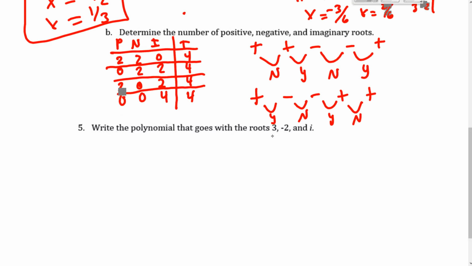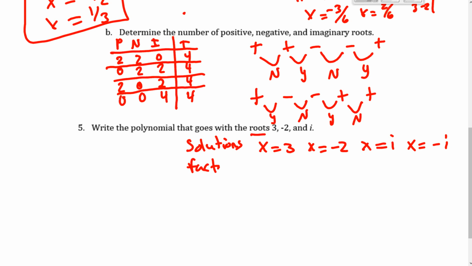Now I'm writing a polynomial, so here are my roots, or zeros, or x-intercepts. So I'm going to write, those are my solutions, so I need to write them all. So x equals 3, x equals negative 2, x equals i, and because I have an imaginary, that means its conjugate is also a solution, so that would be negative i. Or if it's a rational, so if it was square root 3 is a solution, then negative square root 3 would be a solution as well. So those are my solutions, or my roots, or my zeros.